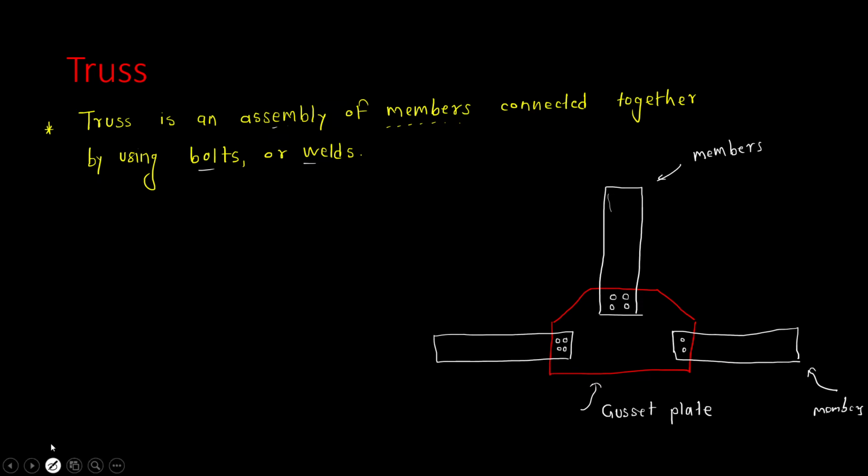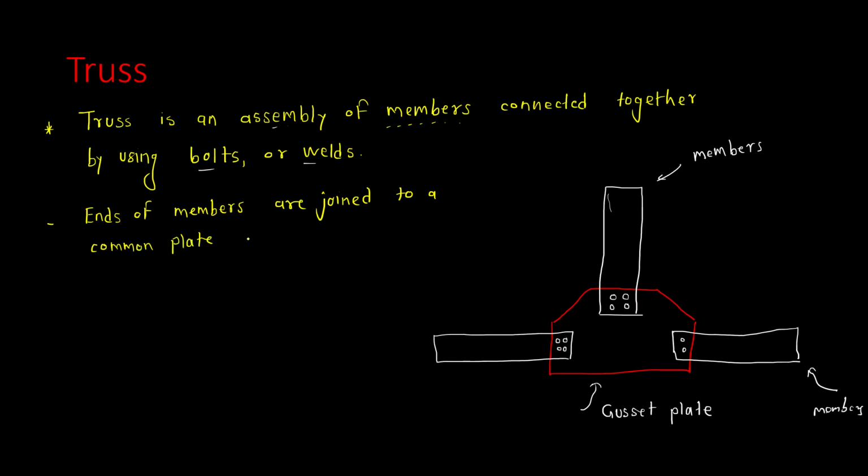We'll write one more point on this. The ends of members are joined to a common plate called gusset plate.